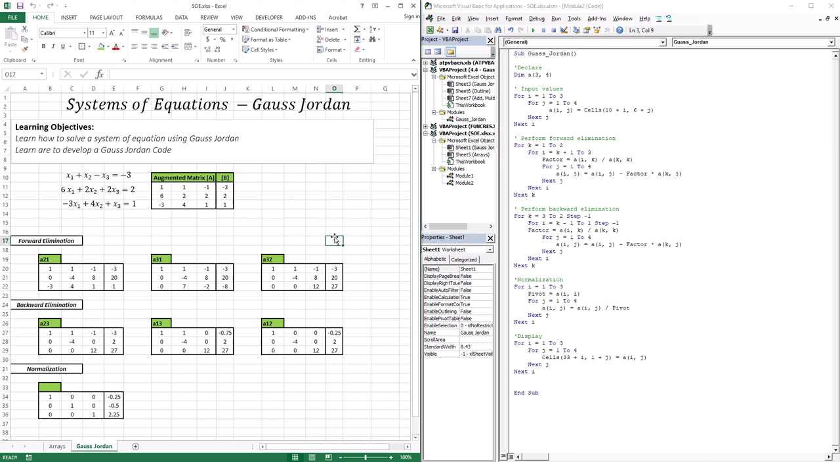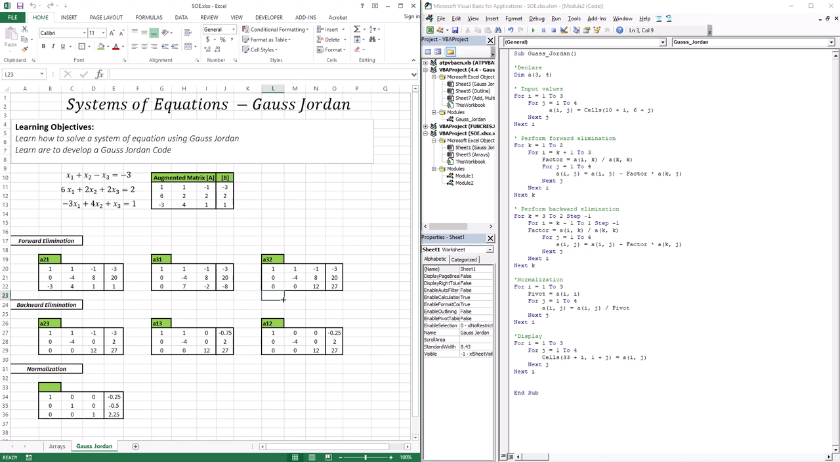So what about Gauss-Jordan? Gauss-Jordan is different from Gauss elimination. It actually has three processes involved in it. The first one is identical to Gauss elimination, which is forward elimination. So in Gauss-Jordan, the first thing that we do is the same thing that we do with Gauss elimination: we create those bottom three zeros.